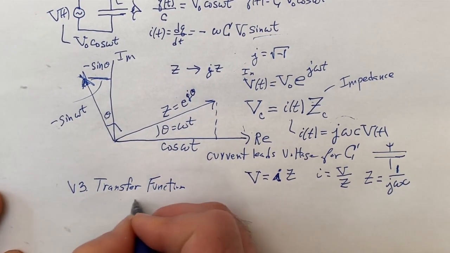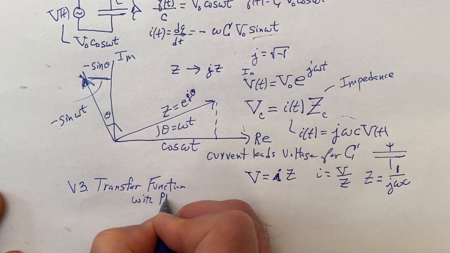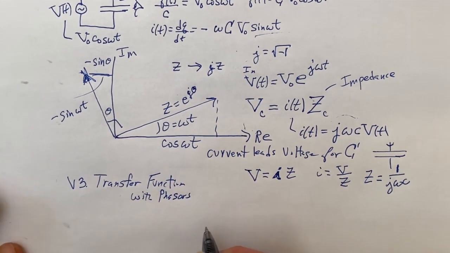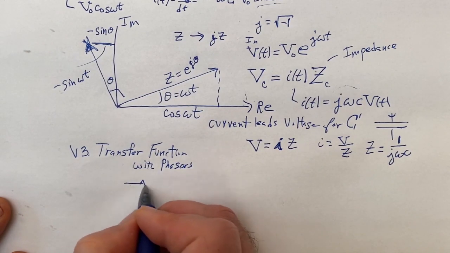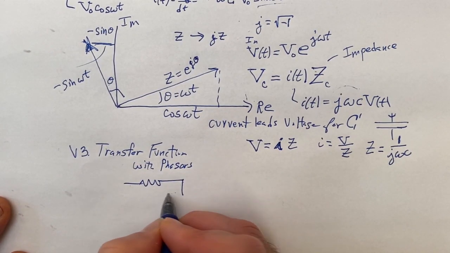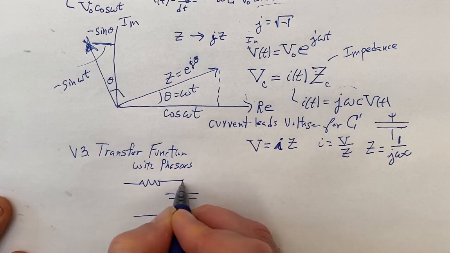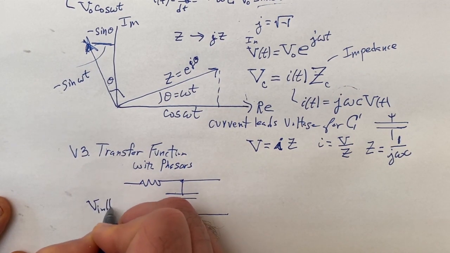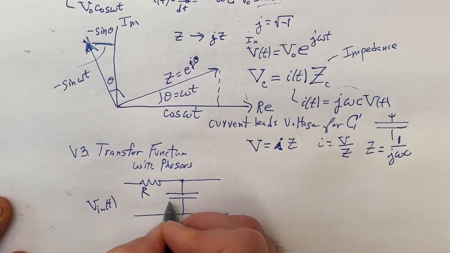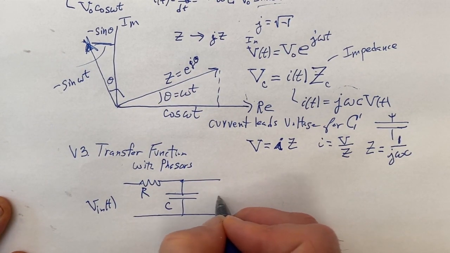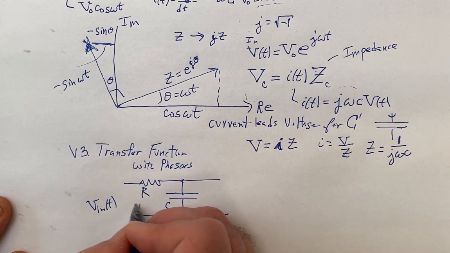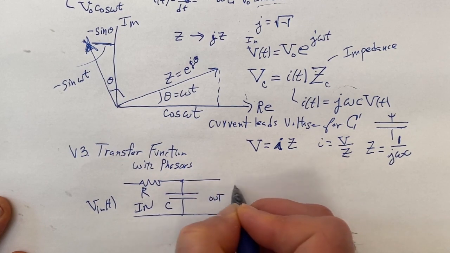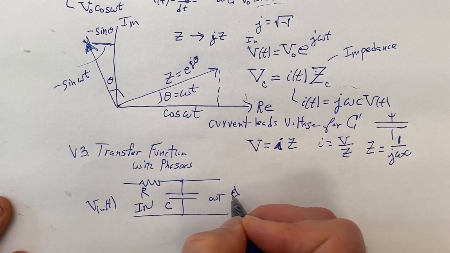Transfer function with phasors. All right. So here we have the circuit. There's the resistor. There's the capacitor, like this. And the V in is coming in as a function of t. There's your R. There's your C. And then you're coming out the other way, coming out here. And we're looking at what's going to happen.